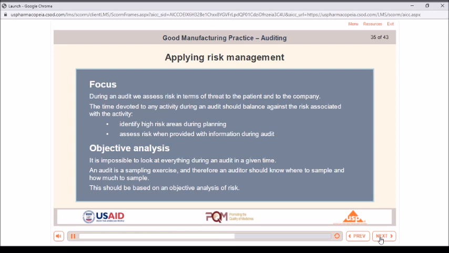Objective analysis. It is impossible to look at everything during an audit in a given time. An audit is a sampling exercise, and therefore an auditor should know where to sample and how much to sample. This should be based on an objective analysis of risk.